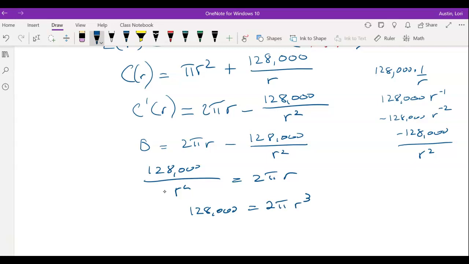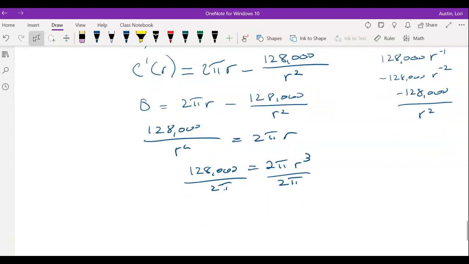Divide by 2 pi. This is just algebra. I'm just following through the algebra. 128, what's that? 64,000? 64,000 over pi.